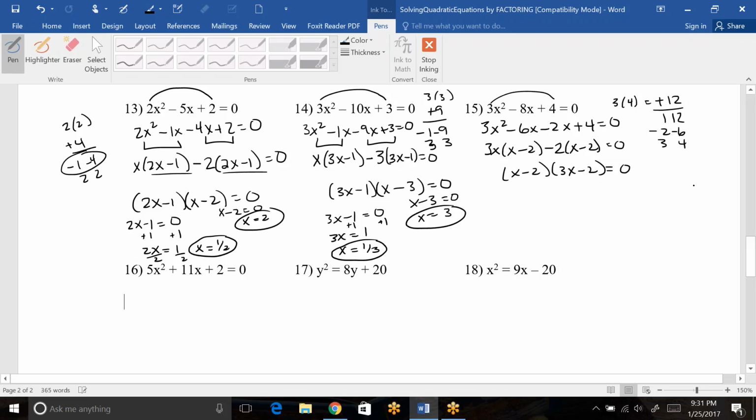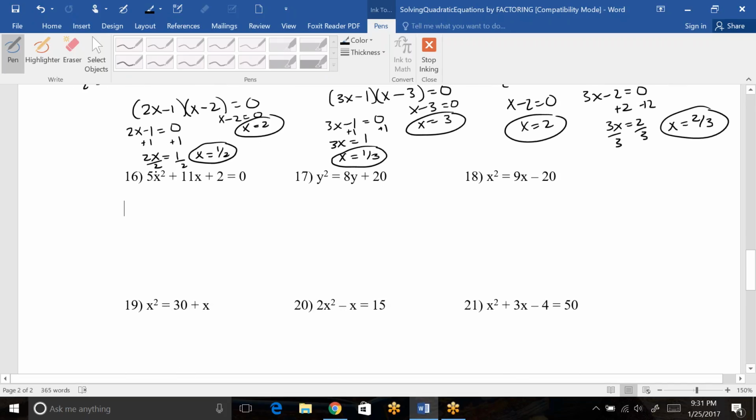Don't forget to keep bringing down your equal to 0, because that reminds you that you're solving these. So x minus 2 equals 0, and 3x minus 2 equals 0. This would be a positive 2 if we add it over. Here I do still have to add that 2 over, but then I have to remember to divide by the 3 out front. So 2/3.